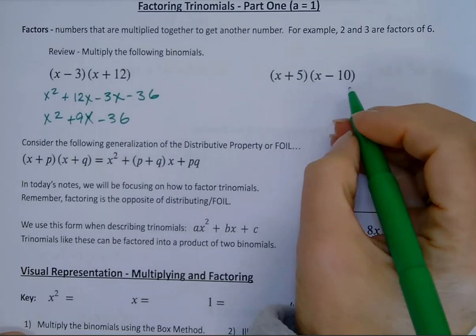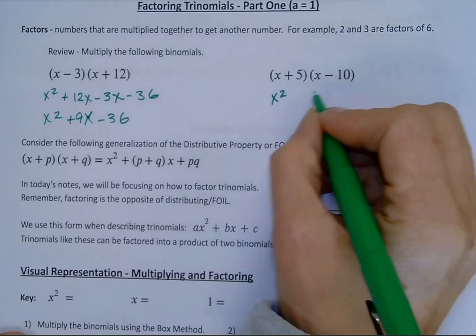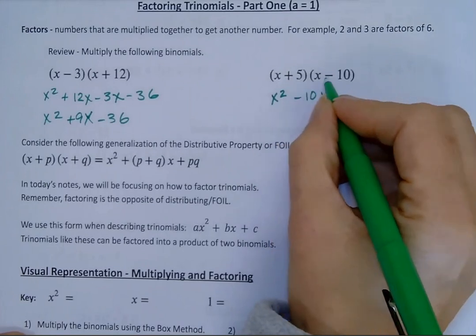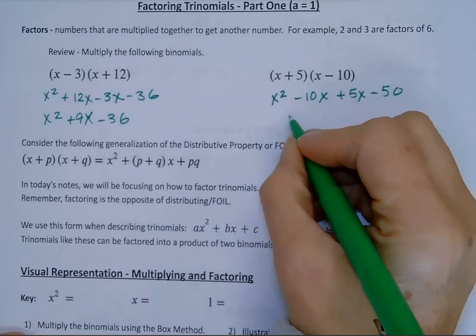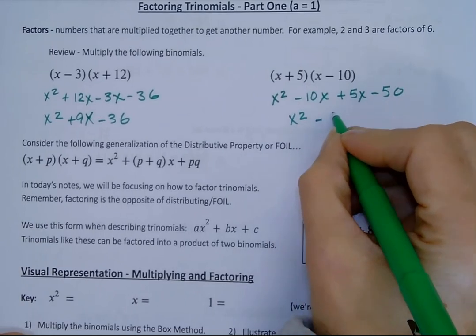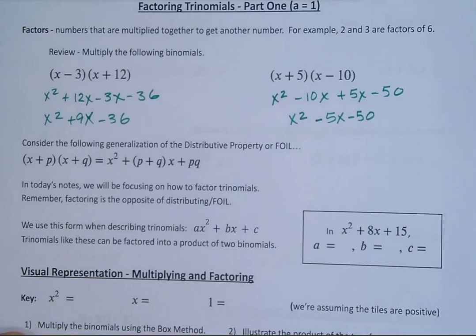These two, x plus 5 times x minus 10, I'm going to multiply first, x squared, outer, negative 10x, inner, positive 5x, and last, negative 50. So if I simplify that, that's x squared minus 5x minus 50. So you can see some generalizations as you multiply, and it doesn't matter which method you're using.